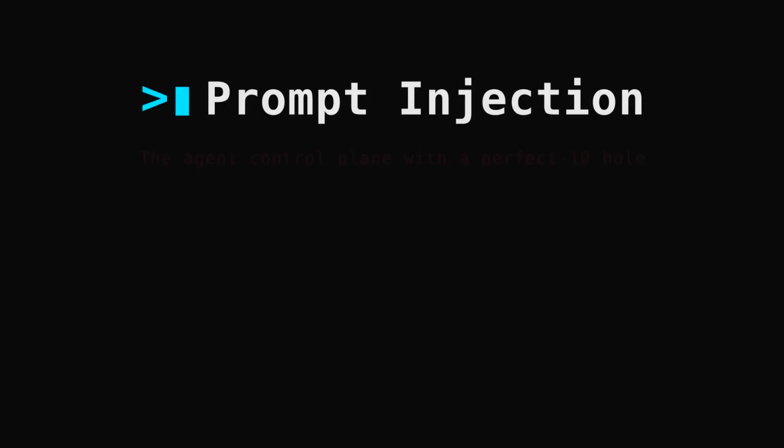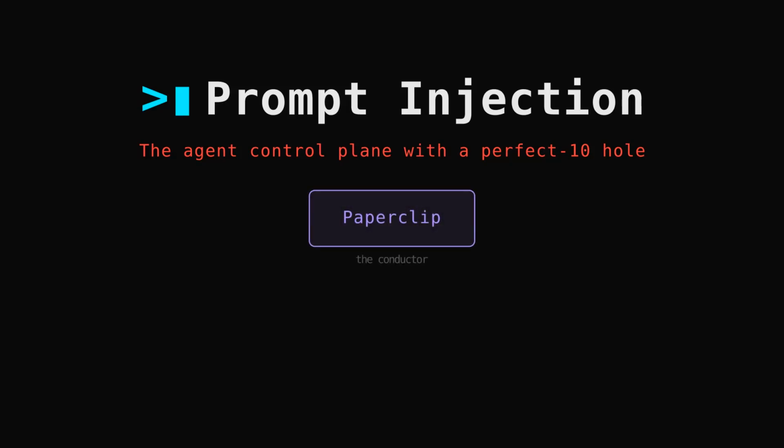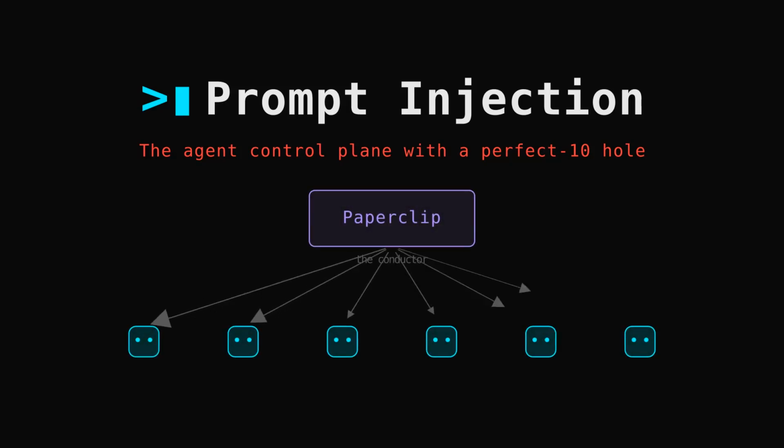Paperclip is an orchestration platform. It runs and coordinates fleets of AI agents for a team. Think of it as the control plane, the conductor sitting above all your agents, holding their credentials and telling them what to do. That's a lot of power in one box. And researchers at Oasis Security found 2 ways for an attacker to seize that box. The worst one needs nothing from you at all.